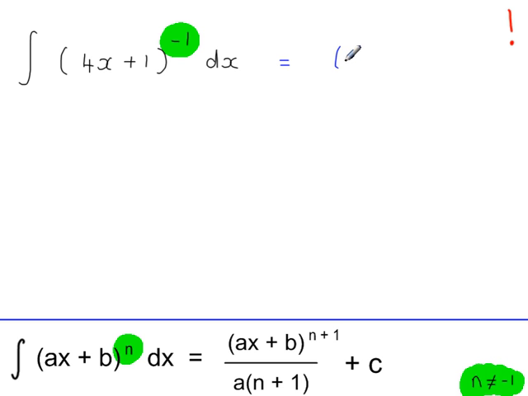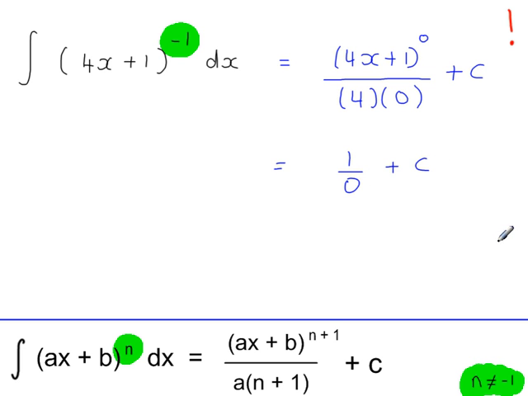Okay, so there's the 4x plus 1, increasing the power by 1, so that's -1 at the moment, so increasing that by 1 gives us 0, and then we're going to divide by the coefficient of x and divide by the new power plus c, and then simplifying the numerator, anything to the power of 0 is 1. In the denominator, 4 times 0 is 0 plus c, and 1 divided by 0 is undefined. It doesn't work.